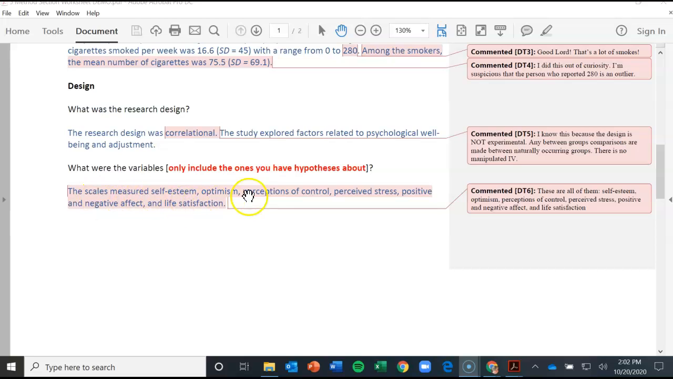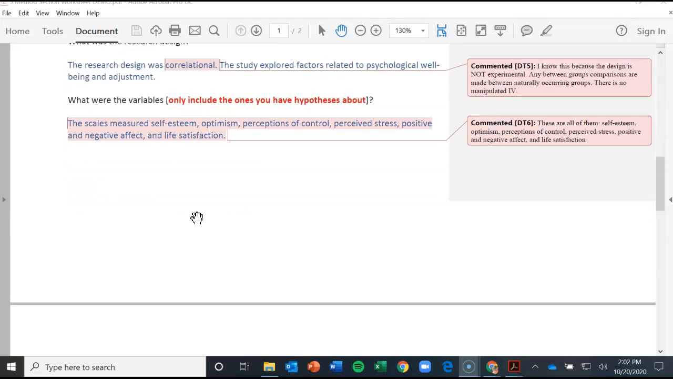So the scales measure all of these things, but in your sentence, what you should write is only include the variables that you are interested in. So if I were to rewrite this sentence, I would say that the scales measured life satisfaction, optimism, and perceived stress.